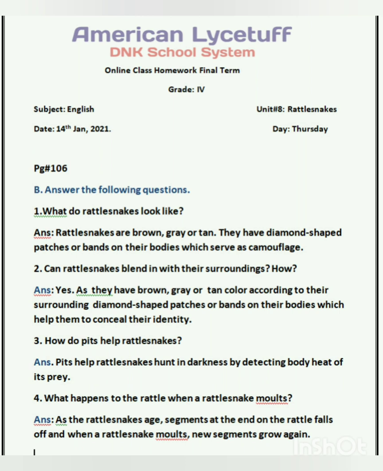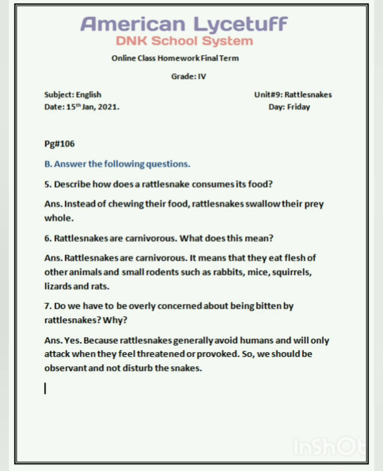Next we have, how do pits help rattlesnakes? Pits help rattlesnakes hunt in the darkness by detecting the body heat of its prey. The fourth question is, what happens to the rattle when a rattlesnake molts? So the answer is that as the rattlesnakes age, segments at the end of the rattle fall off, and when a rattlesnake molts, new segments grow again. Next we have question number 5. Describe how a rattlesnake consumes its food. So the answer is, instead of chewing their food, rattlesnakes swallow their prey whole.